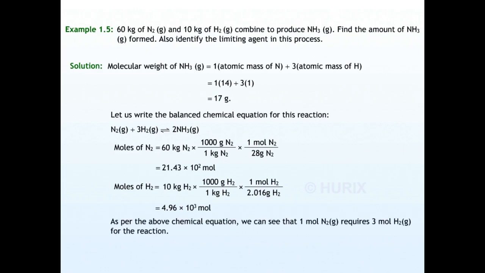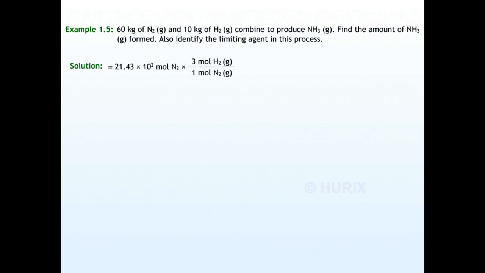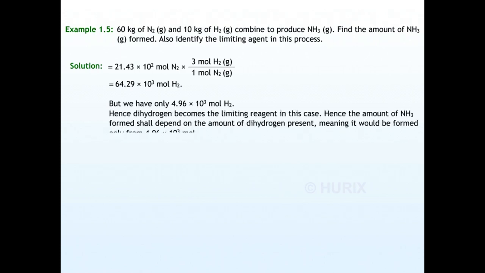As per the above chemical equation, we can see that 1 mole of N2 requires 3 moles of H2 for the reaction. Hence, 21.43 into 10 raised to 2 moles of N2 would require 21.43 into 10 raised to 2 moles N2 into 3 moles H2 by 1 mole N2 equals 64.29 into 10 raised to 3 moles H2. But we have only 4.96 into 10 raised to 3 moles H2. Hence, dihydrogen becomes the limiting reagent in this case.